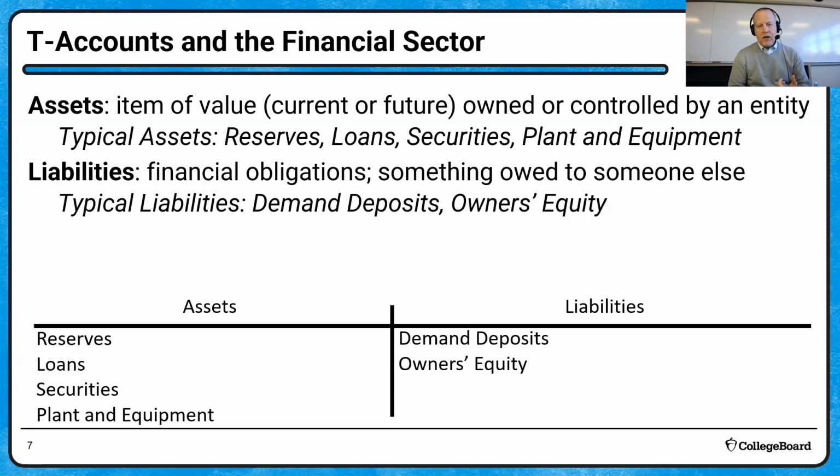So we're talking about bank reserves, loans, securities, plant and equipment, and potentially many, many more. These are the primary ones that we see applied in AP Macro. Individually, let's understand what these assets are. Bank reserves, essentially, the way we want to look at it, are the flip side of demand deposits.